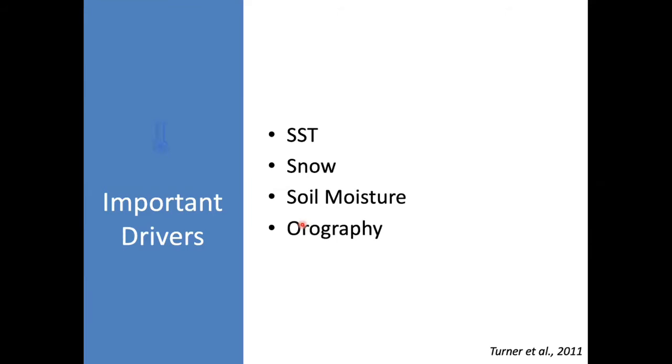So what are the important drivers of the monsoon? This is taken from Turner et al. 2011, but people have been working on it since ages. Turner et al. have summarized it, so I'm just quoting this one paper. It's the SSTs, the sea surface temperatures, both near and far, over the Indian Ocean, the Pacific, and the Atlantic. The snow cover, and then the local soil moisture-atmosphere interactions, and the orography. Orography, in the sense, is mostly the West African and East African orography, and then the Himalayan and Tibetan orography. All these govern the overall large-scale monsoon.